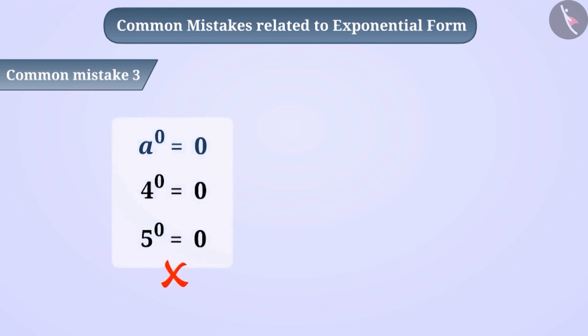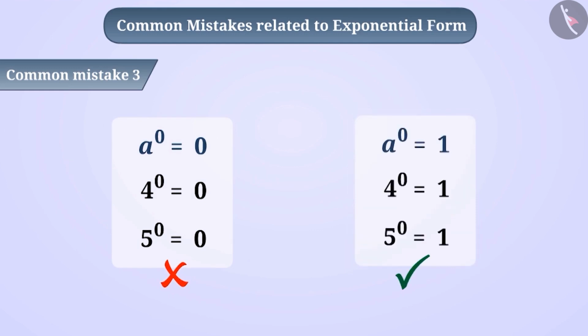Common mistake 3. Some children understand that if any number is raised to 0, then its value is also 0. Like they believe 4 raised to the power of 0 is equal to 0 or 5 raised to the power of 0 is equal to 0. But it is also a misunderstanding. If the power of any number is 0, its value is 1. We will see the reason for this in the next video.